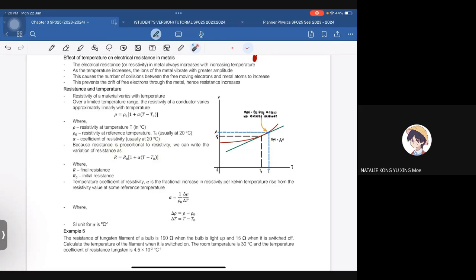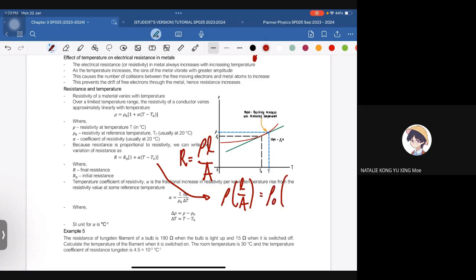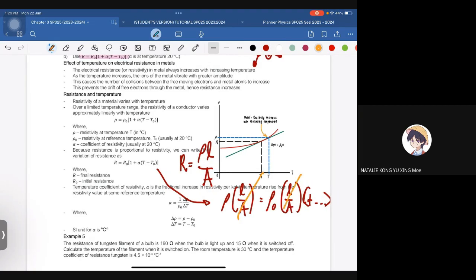Okay, the rho here is from R. If you remember, R has the formula rho L over A. So from here, the length and the area of the wire will be constant. When they are constant, we can cancel them. That's why in the equation, 1 plus this, we can cancel directly. So from here we get this equation.